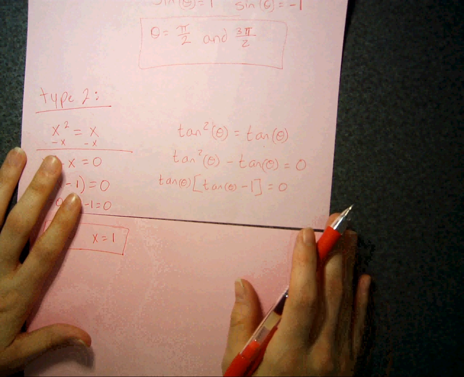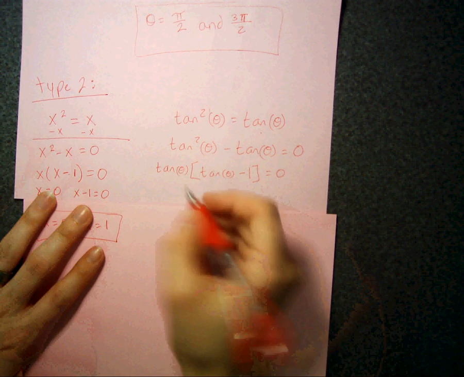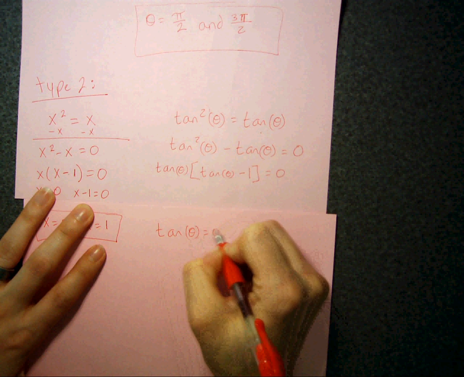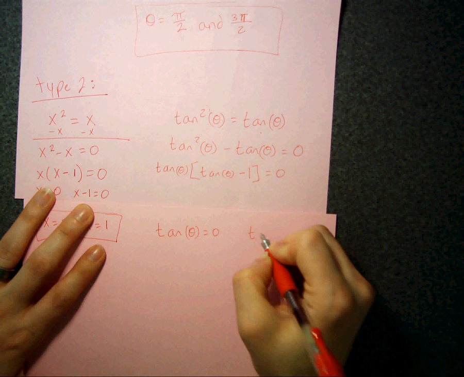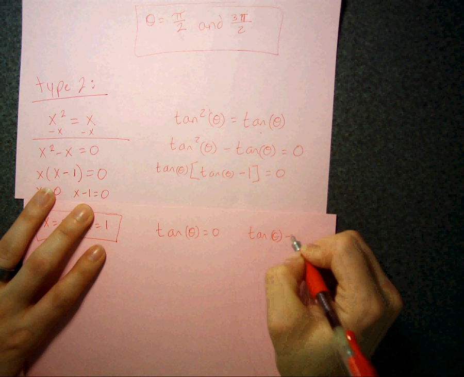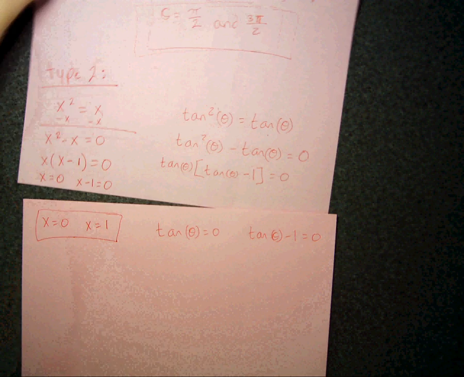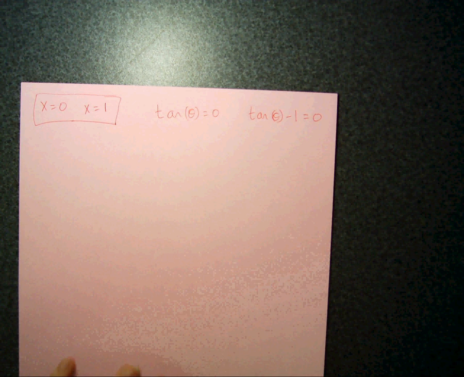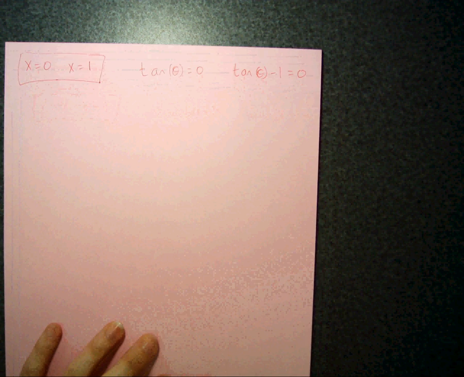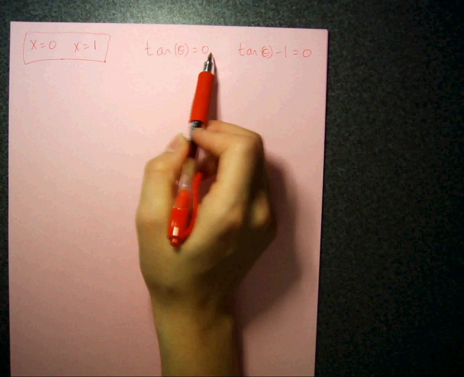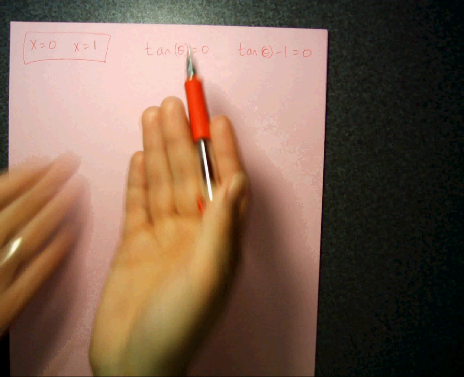Alright, so now that I have it in factored form, I can use the zero product property or whatever you want to call it. I know I'm multiplying two things together and it has to equal 0, so one of them has to equal 0. So I'll set them equal to 0 and see what makes that true. So I'll get tangent of theta equals to 0 and tangent of theta minus 1 equals to 0.